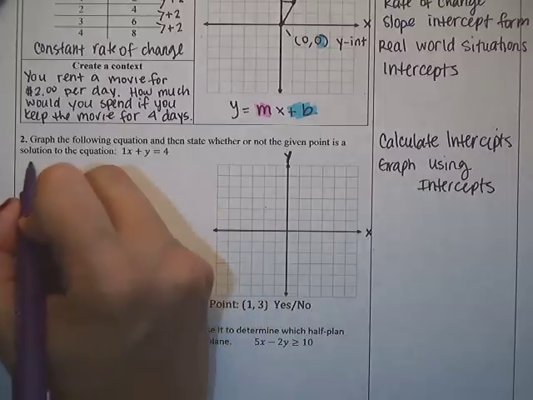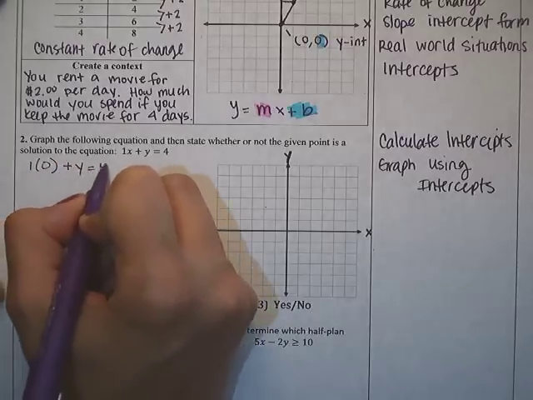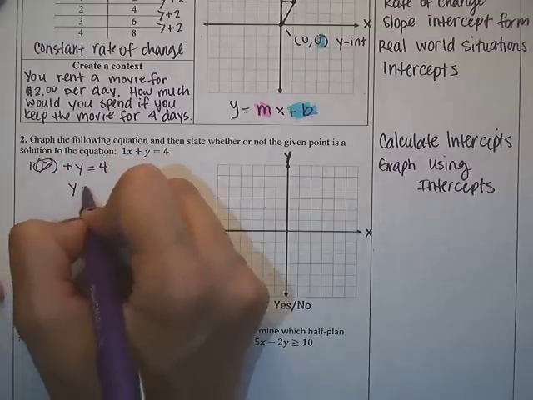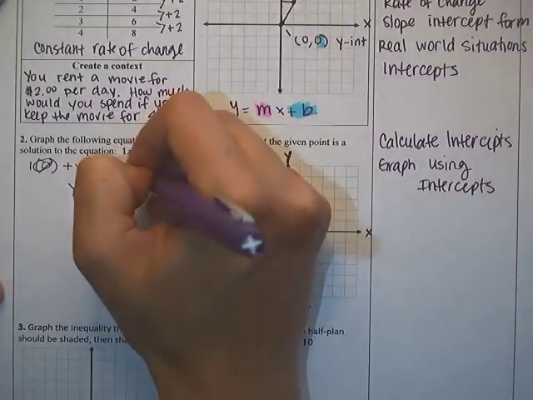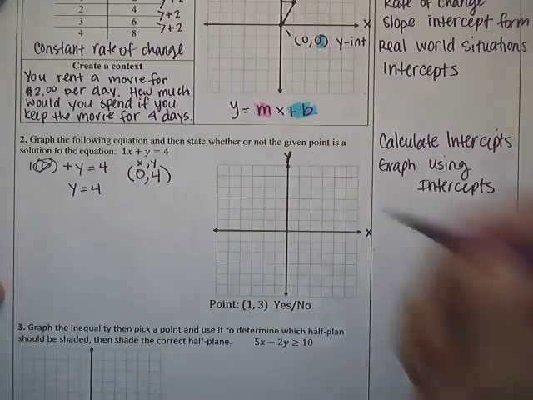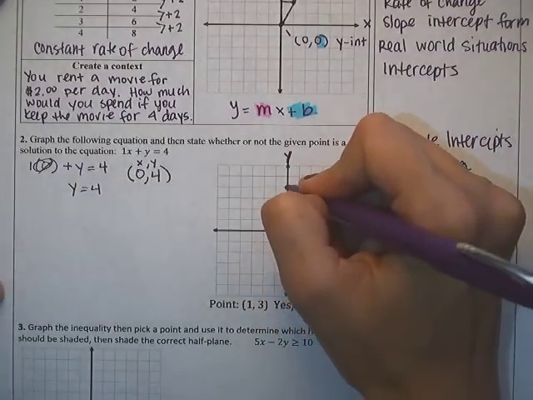So what we can do to find the point that lands on the y-axis is we can substitute 0 for x. So here we would have 1 times 0 plus y equals 4. 1 times 0 is 0, so you get y equals 4. So the y-intercept here is 0, comma 4. Notice the x was 0 that we plugged in, and the y is 4. So we can go ahead and plot that 1, 2, 3, 4 right here.